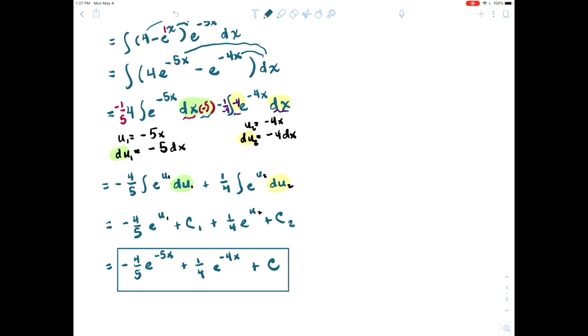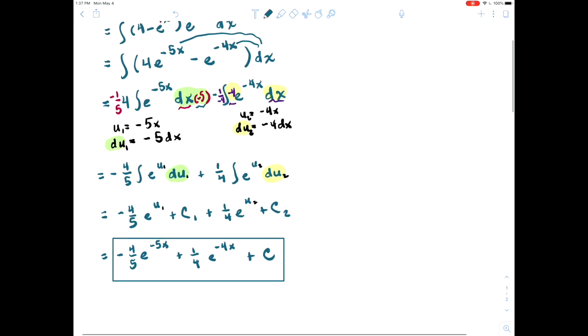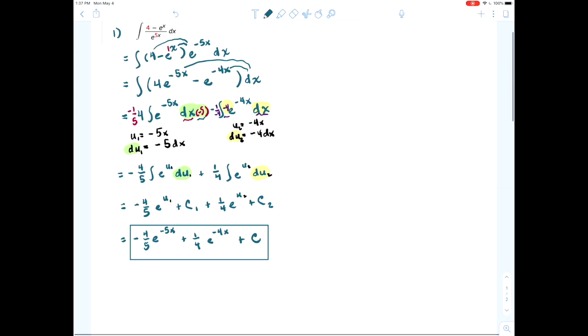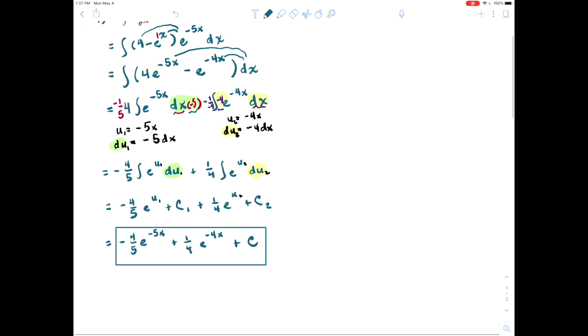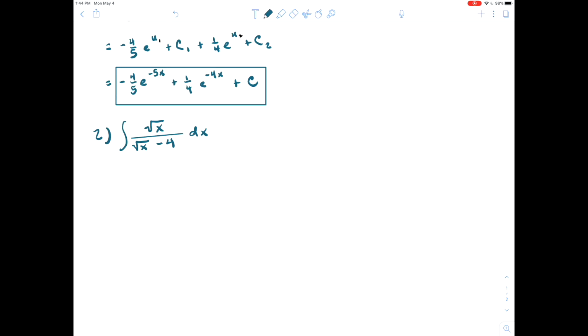Good so far? Awesome. All right, so the next item that there was a question on was this integral here. So we have the integral of root x over root x minus 4 with respect to x. Let's take a look at what we have going on.